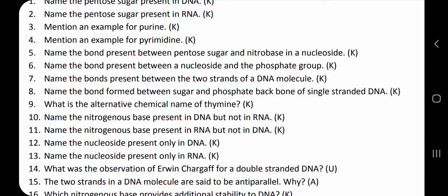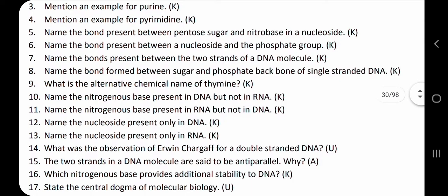Ninth question: what is the alternative chemical name of thymine? Thymine is also called 5-methyl uracil.